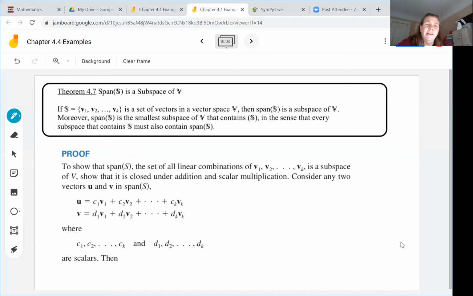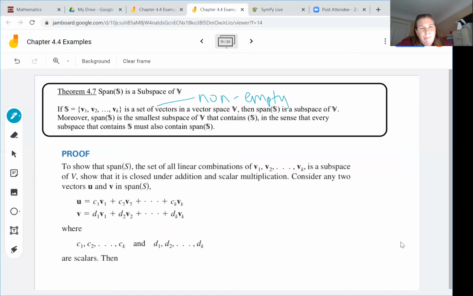It's important to note that these are non-empty sets of vectors. If it was empty, then all bets would be off. So you have to assume that it's a set with some elements. 0 could be an element, but it can't be an empty set. So let's take a look at our proof.